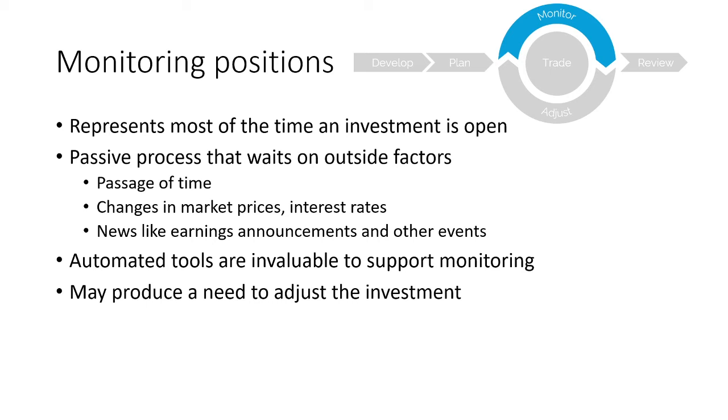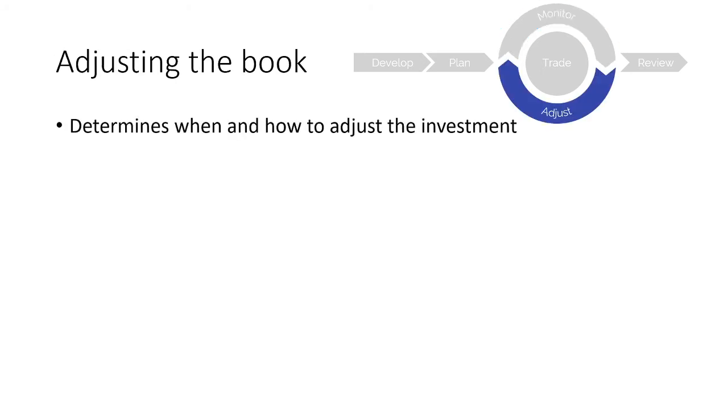But maybe when something comes up and it triggers your need to adjust the investment, that's where the adjusting the book stage comes in. So this is the stage where you determine when and how to adjust it. And most of the time, it doesn't really matter how you got here. So even though that monitoring stage might notice a price fluctuation that triggers your need to adjust the book, you want to really continue to follow your trade plan.